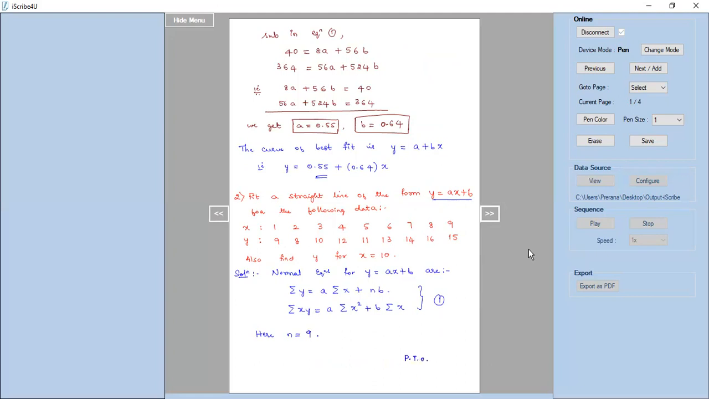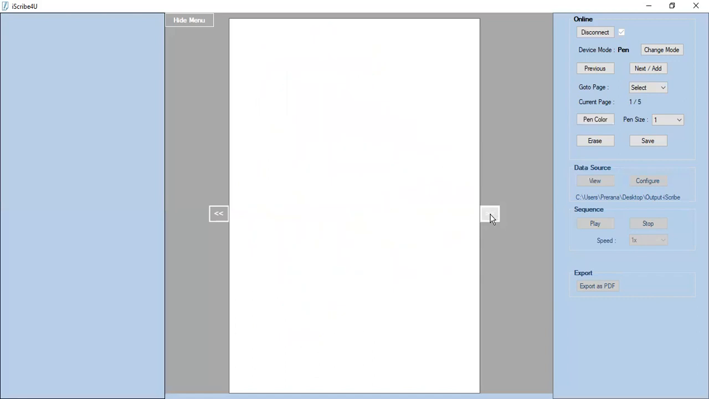Now on the next page, we will form the table appropriately. In the table, the first 2 columns will be the given set of values of x and y. The next column will be for x into y and then x square. Whatever summations are required for us, we are going to prepare the relevant table. So let us create the table now.